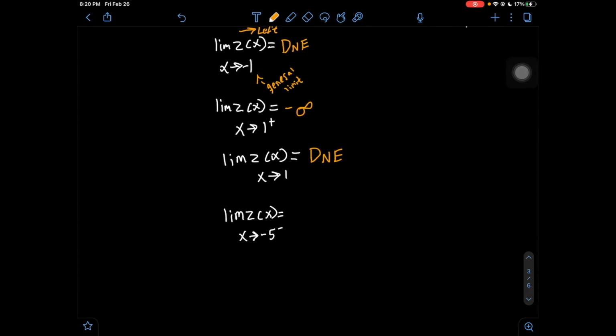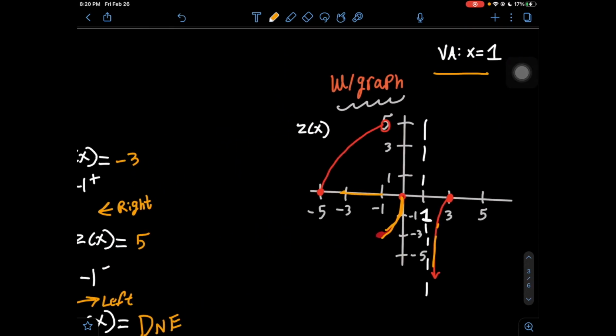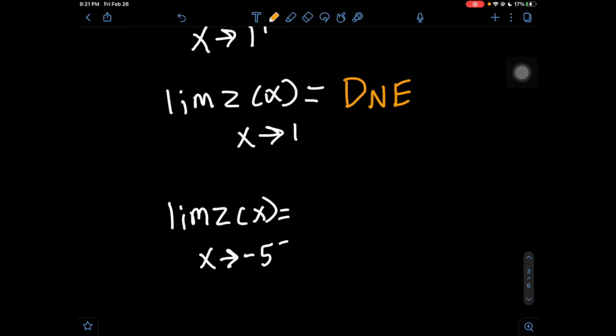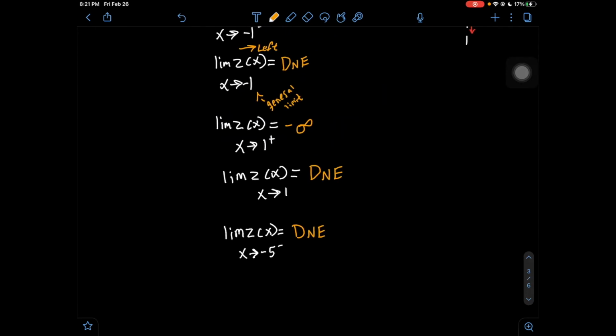Next, we have the limit of z of x as x approaches -5, and we have a minus, meaning from the left. Well, we have a -5, but there's nothing to the left of that graph. We can see we have a solid point, there's no arrow, meaning that there's really nothing to the left of that -5 on our x-axis. So that means, again, it does not exist, there's nothing there. So let's say does not exist. Pretty simple so far. And again, if you have any questions, you can ask in the comments.